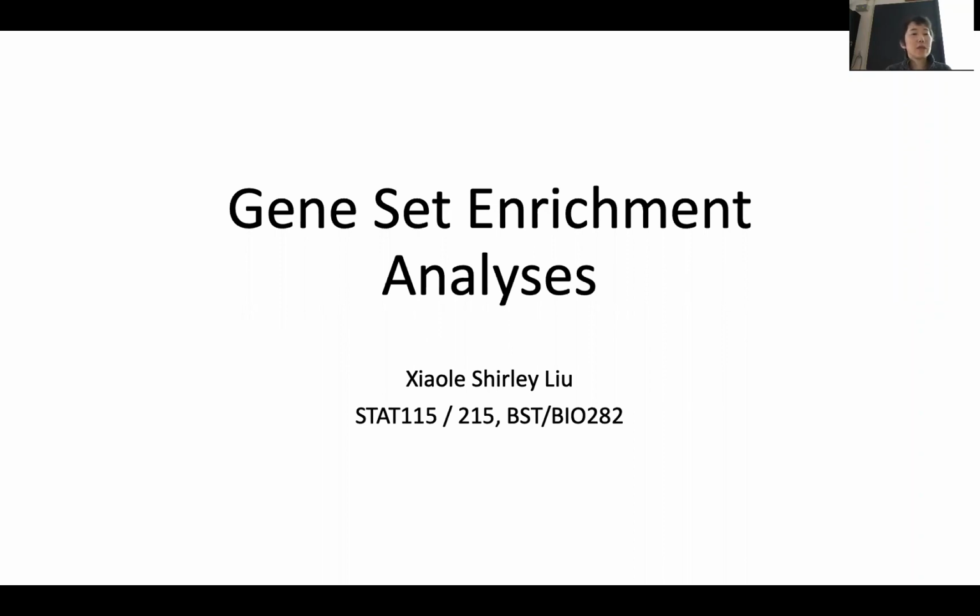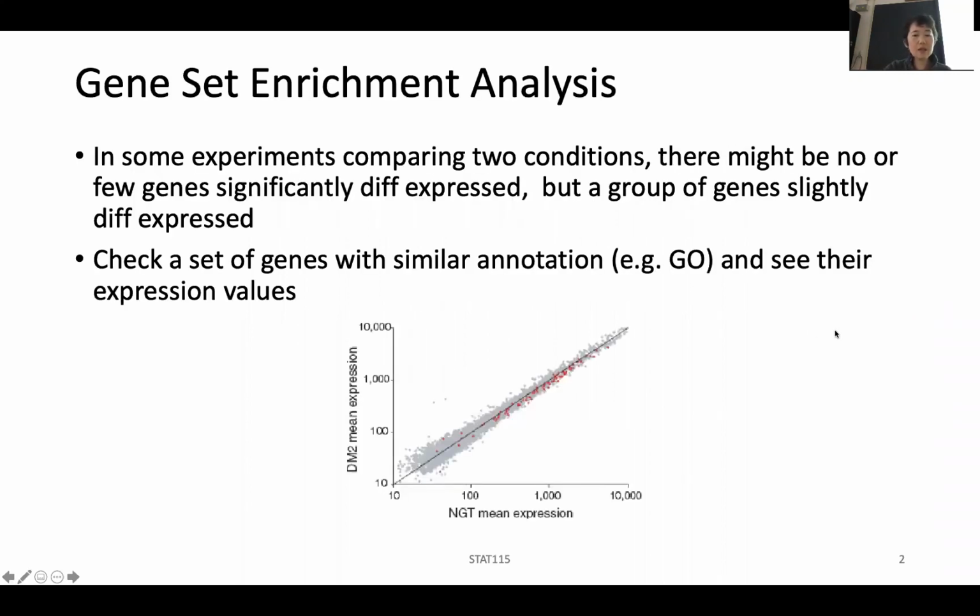So last time we talked about differential expression, multiple hypothesis testing correction, and then gene ontology analysis. Today, there was one section that we didn't quite finish, which is gene set enrichment analysis. This was first invented in the microarray days, but later on people also used it for RNA sequencing. There are some experiments where, when you compare the two conditions, there might be no or very few genes that are significantly differentially expressed if you correct for multiple hypotheses.